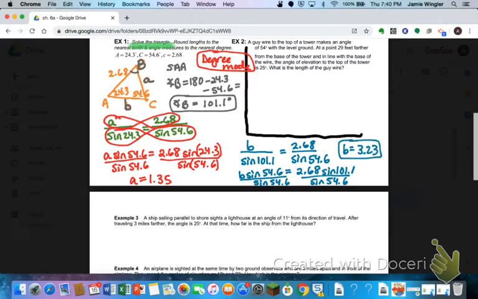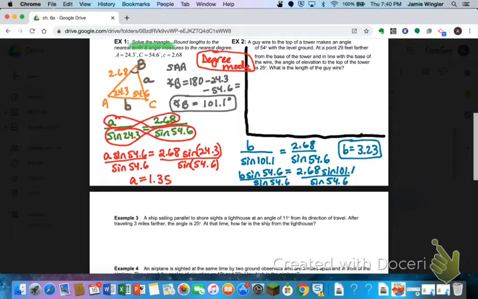Remember, all triangles have 3 sides and 3 angles. So when you're done, you have to make sure you have 6 total parts. 3 were given and 3 we found. Now we're going to work through some story problems.